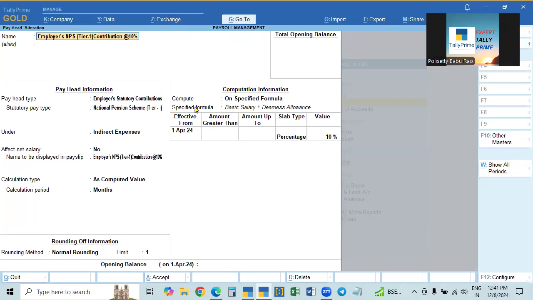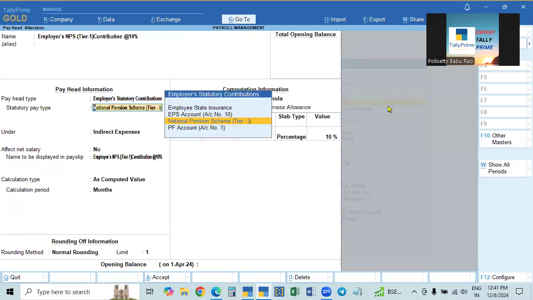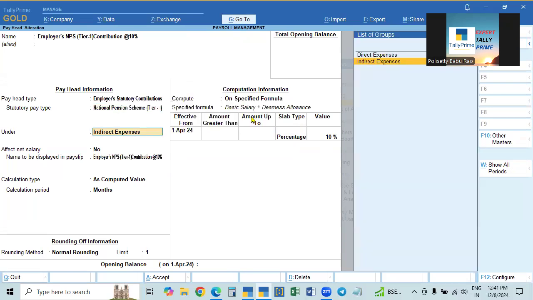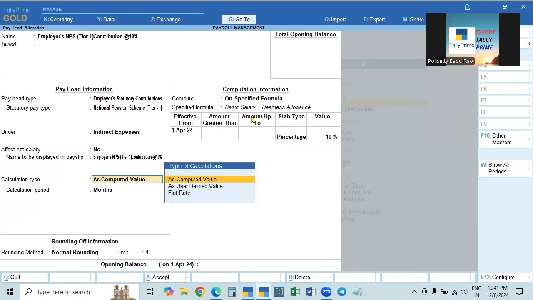This is the employer's NPS tier 1 contribution, 10%. This is also a statutory contribution. Statutory deduction from the employee, employer contribution, statutory contribution for the National Pension Scheme tier 1. And it is also indirect income. It will not affect the net salary, and that is the name. Here also computed value. You have to take months, normal rounding.